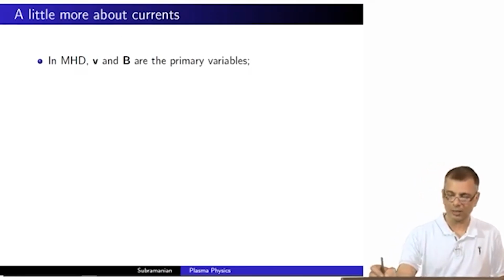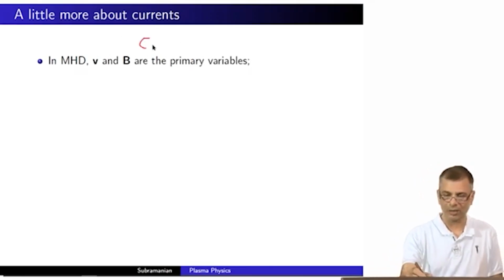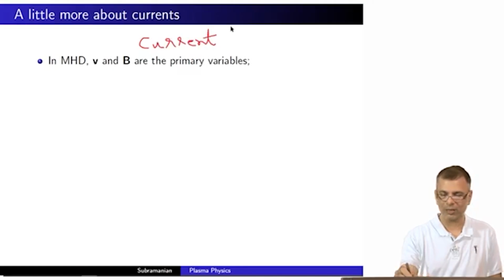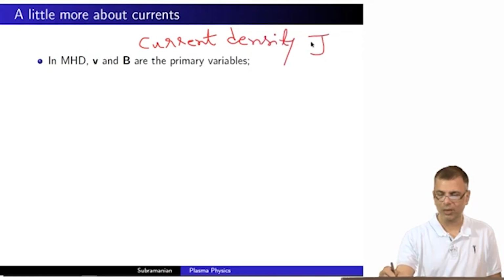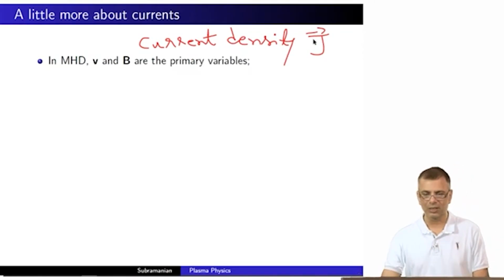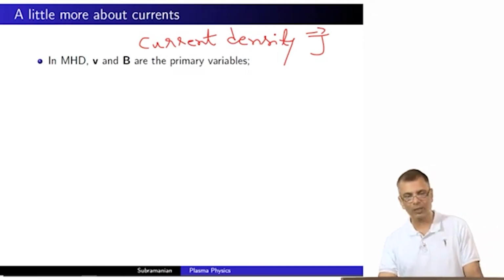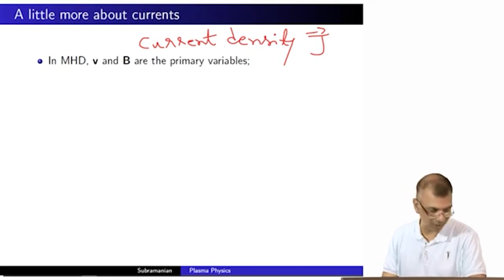So, now let us talk a little bit more about currents, because currents are in particular current density actually. I should say current density, because it's a bit of a strange thing. Our usual ideas about currents from electrical circuits don't quite apply here. So, let's spend a little bit of time trying to understand what the status of currents in MHD is.